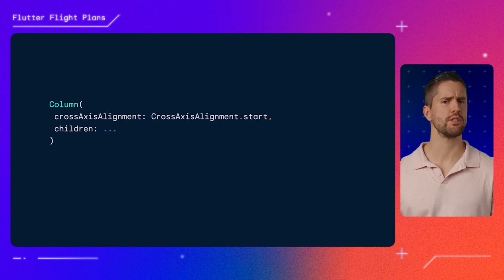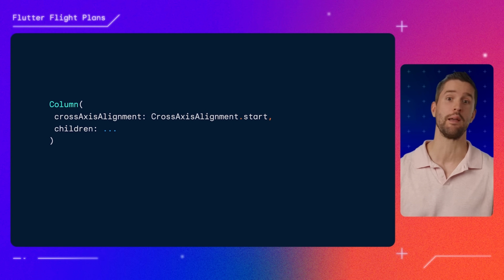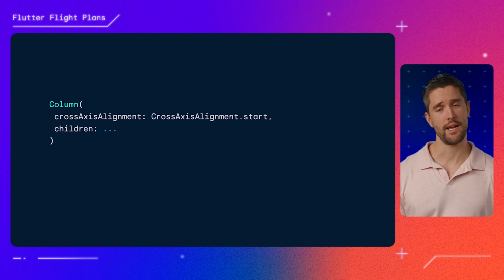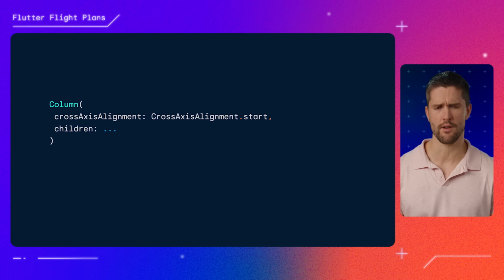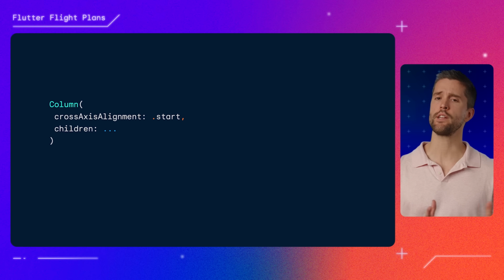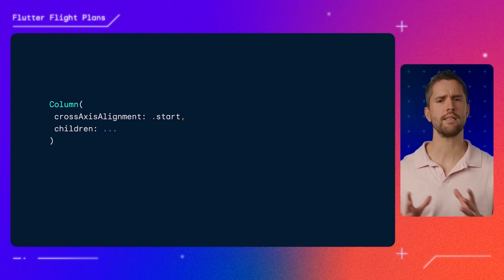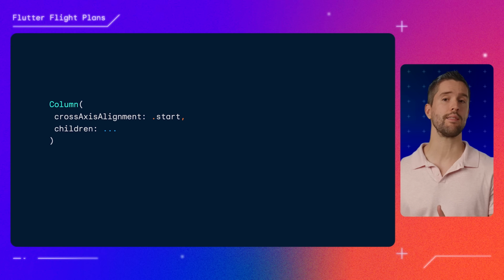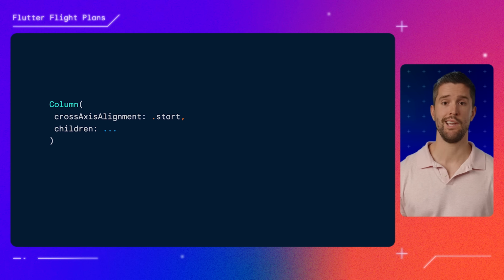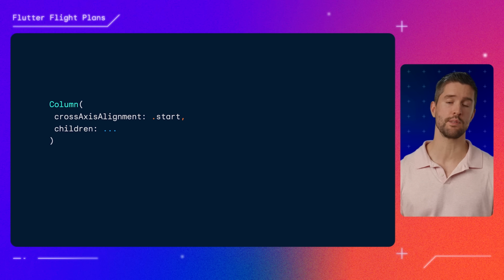Consider this code, which instantiates a column widget. The cross-axis alignment parameter only accepts values from the cross-axis alignment enum. So why do we have to retype that whole name? Well, the answer is because you have not been using Dart 3.10 yet. With dot shorthands, you can access static properties off of known types, called context types, without restating the name of that type. And because this is all based on known types, you still get full code completion.